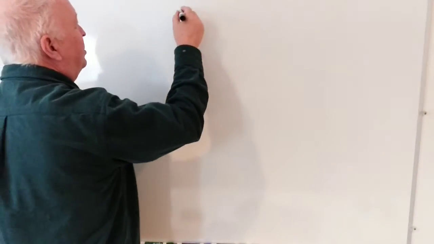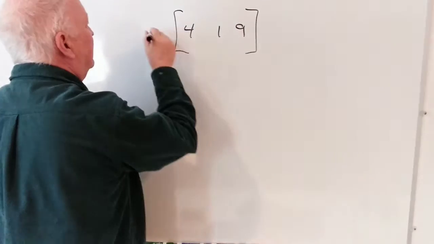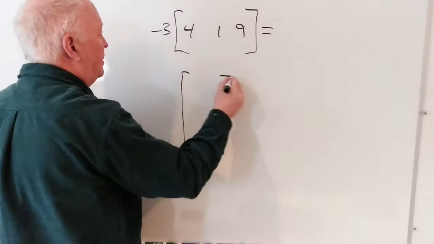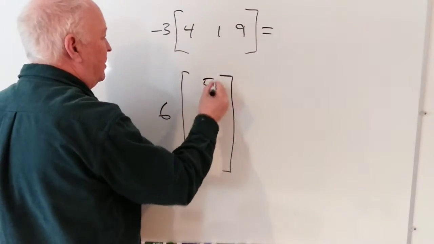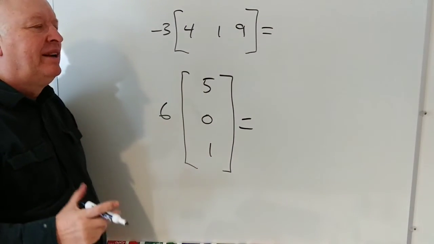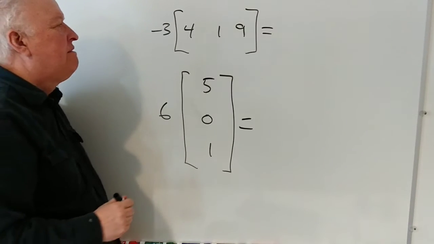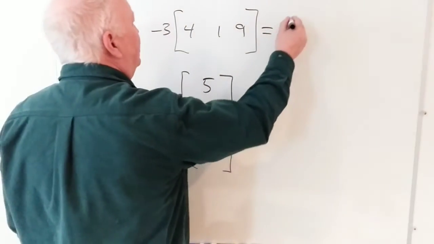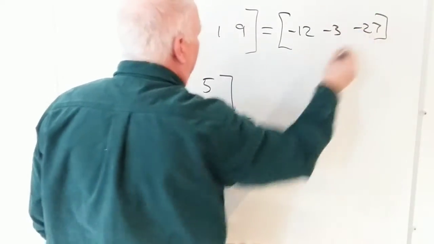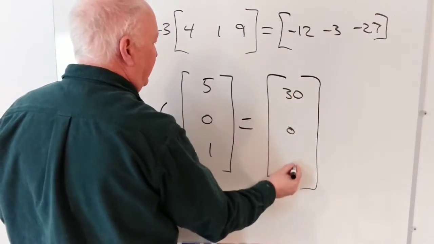Let me give you two to see if you can do them. We'll multiply that one by negative 3. We'll multiply that one by 6. I'll give you a minute to do them. Hit pause, then you can come back and check. Okay, this is negative 12, negative 3, negative 27. And this one is 30, 0, and 6.